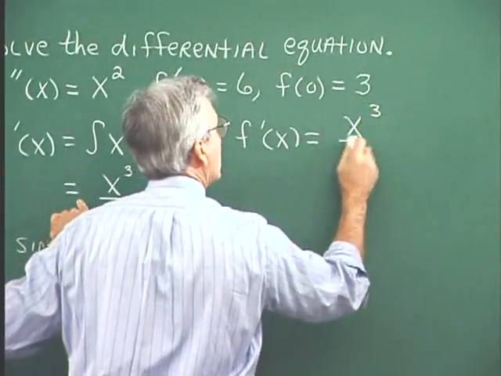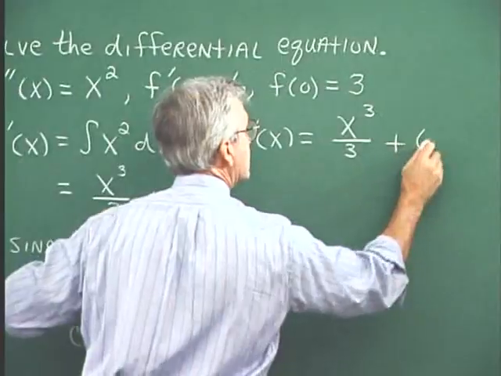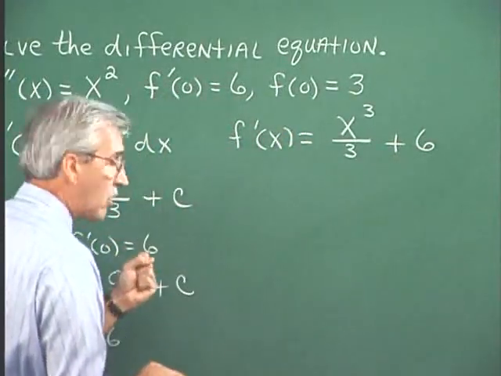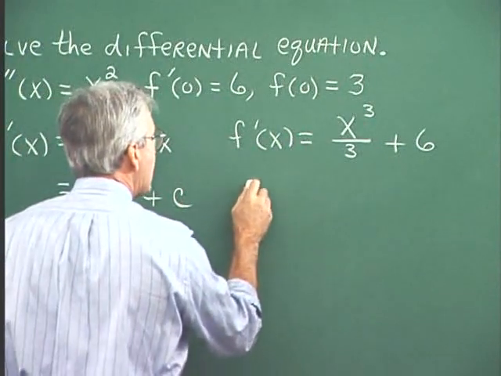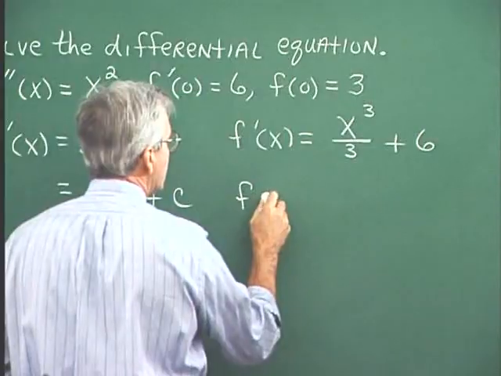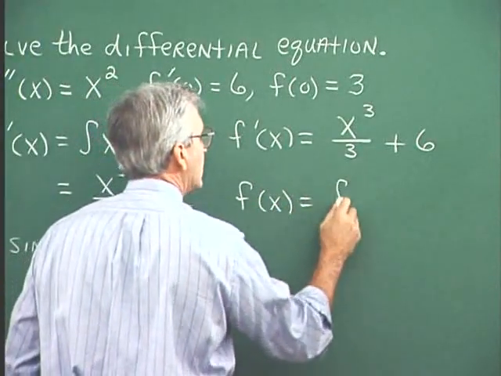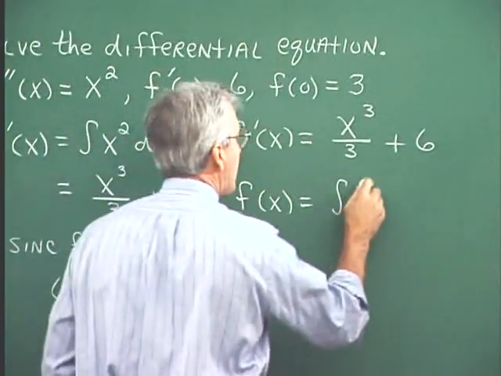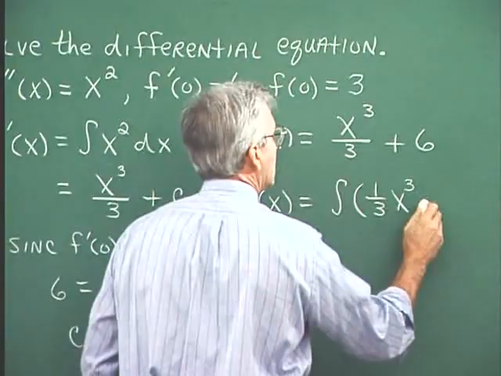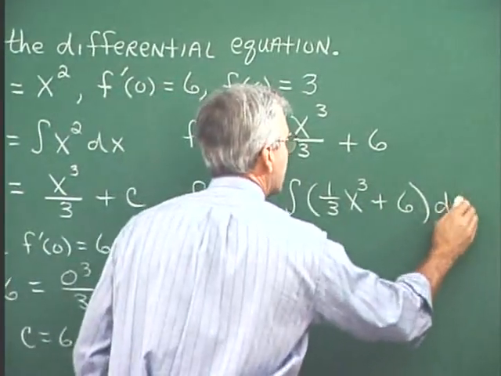x cubed over 3 plus 6. Now we're ready to find the f function. The f function will be the integral of this. So f of x is the integral of, and I'm going to write this as 1/3 x cubed plus 6, just for convenience, and I need a dx here.